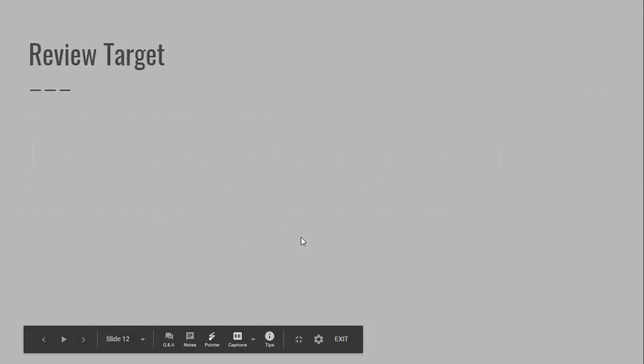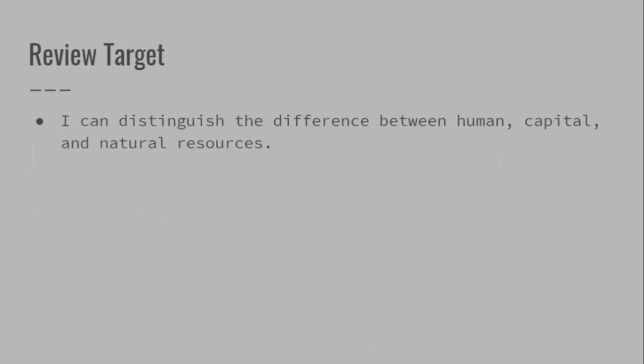So let's review our target quickly. I can distinguish the difference between human, capital, and natural resources. Remember, human resources or man-made resources are things that people make, like a basketball or a bicycle. Capital resources are resources that people make to help us do another job or make other resources. So like money, or a truck, or a hammer, or a pencil. Those are all resources that we need to do something else.